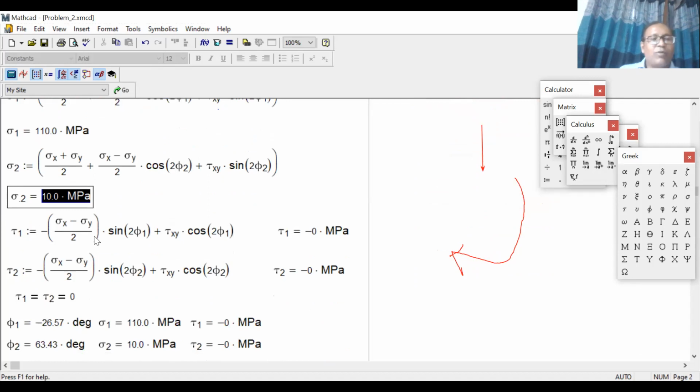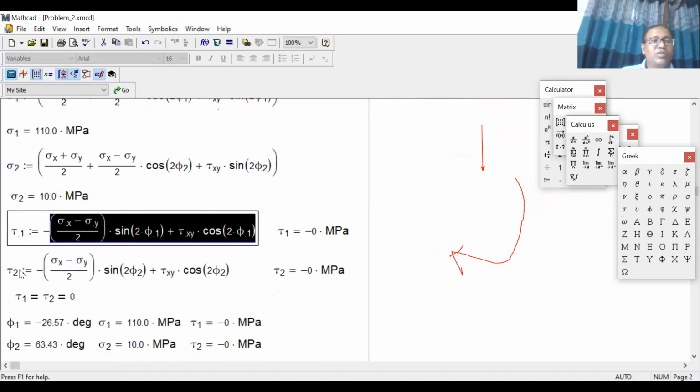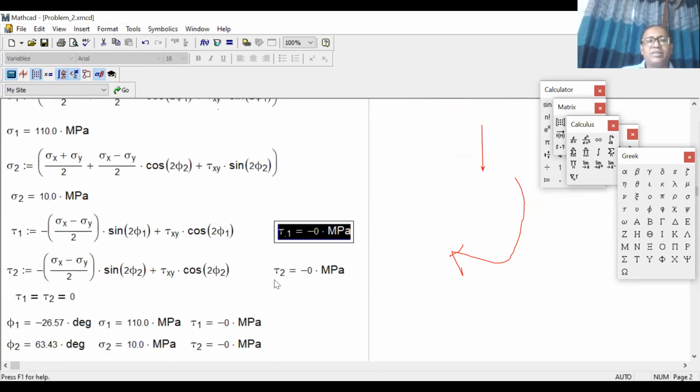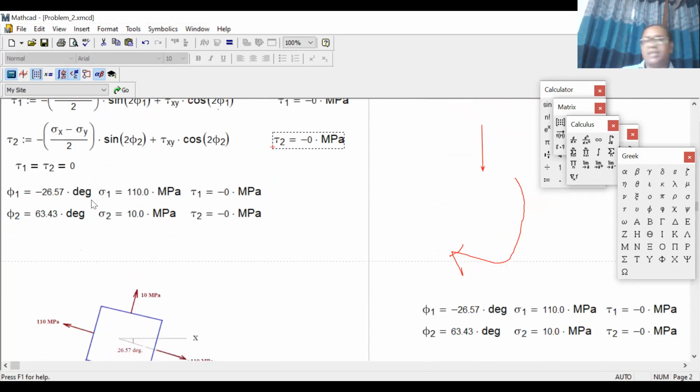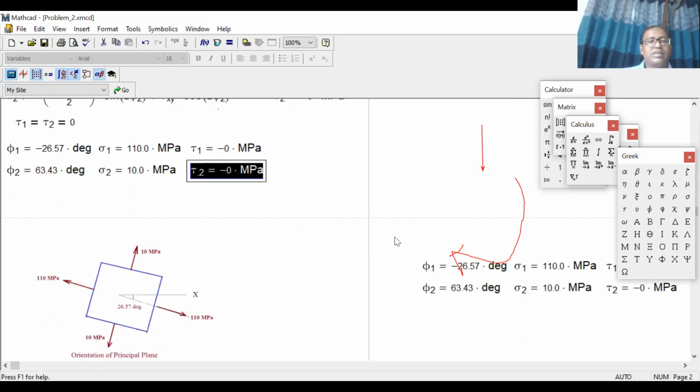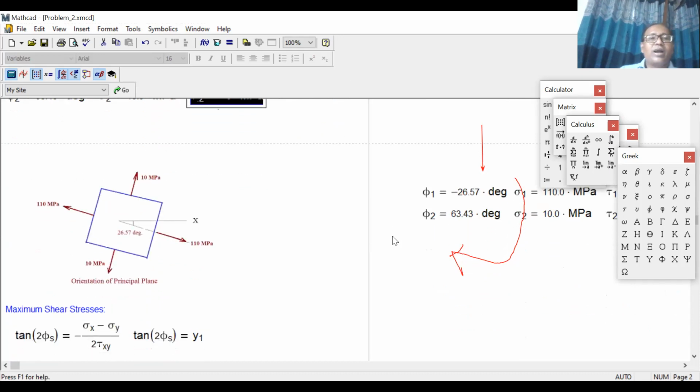Now you see tau 1, tau 2, when you put the value, both are coming 0. That means your result is right. So this is your result. When phi 1 equal to minus 26 degree, then sigma 1 equal to this much, tau 1 is 0. When angle is this much, sigma 2 is 10, and tau 2 equal to 0. This is your result.